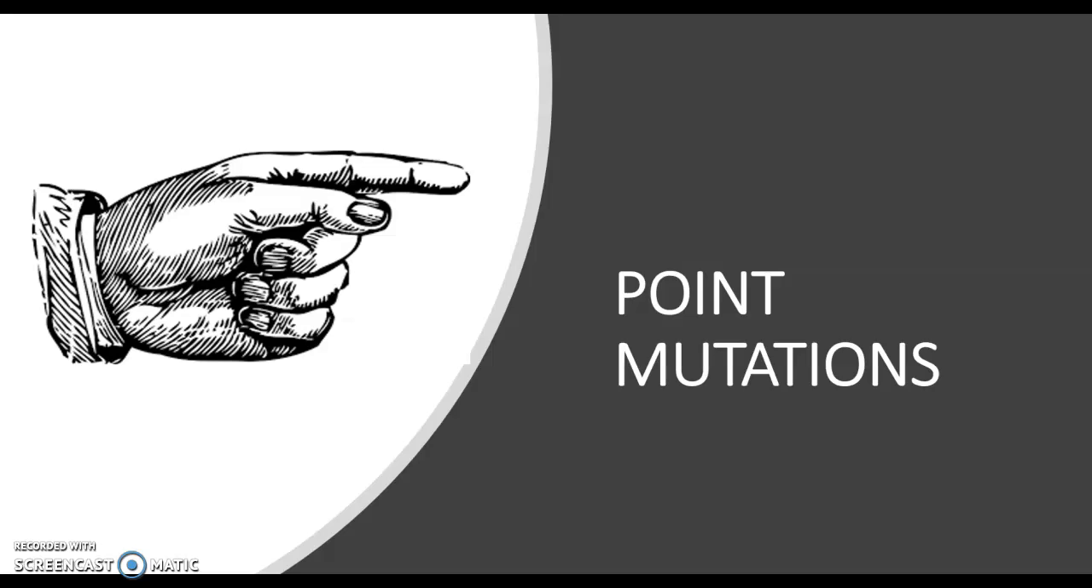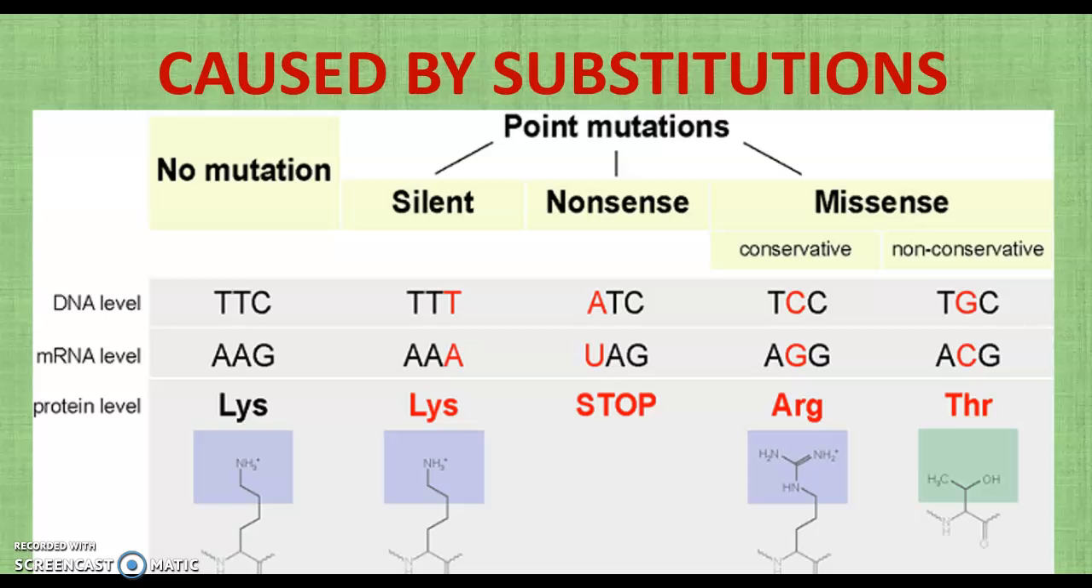Now, there's a couple of different types of mutations that we're going to look at. We're going to start first by looking at nitrogen base mutations. And the first type of nitrogen base mutation that we're going to look at are called point mutations. So when we're talking about a point mutation, we're talking about a single nitrogen base that has been affected. So there are several different types, as you can see them here.